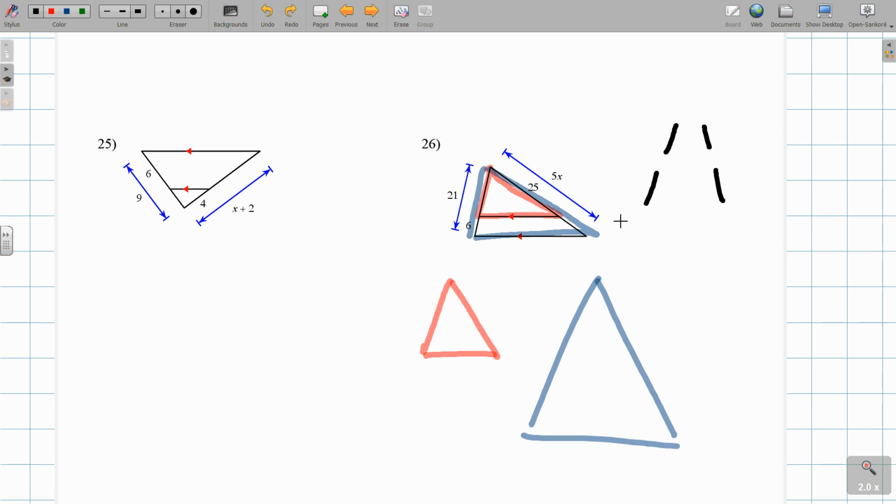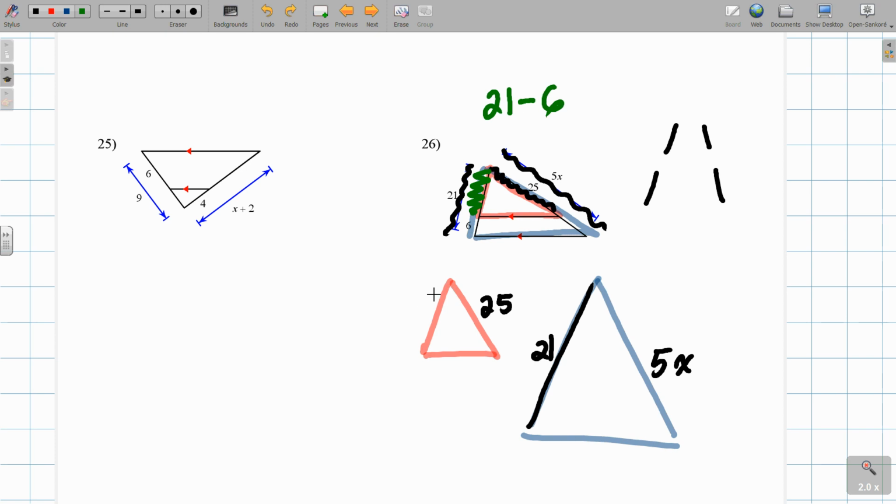Be very careful when you pull these numbers here. Watch, that edge right there is 25. Physically trace it, the long edge here, 5x. Careful, careful, careful, the long edge here, 21. This right here, the green, that is not 6, folks. It's 21 minus 6. It's going to be 15.